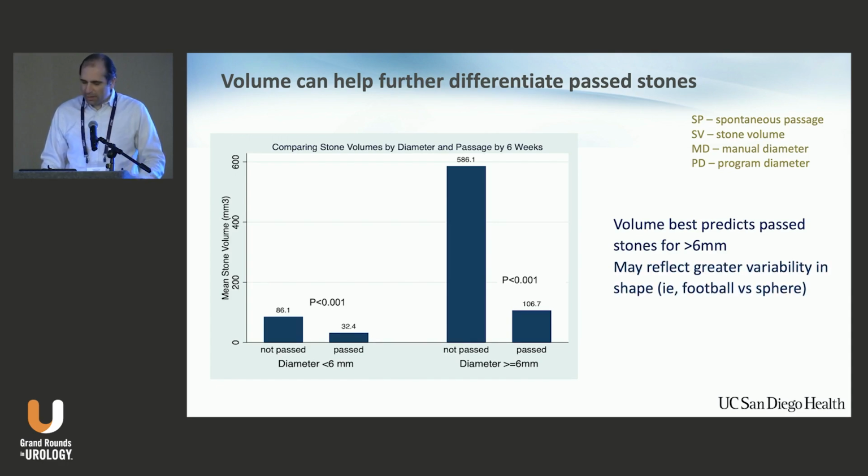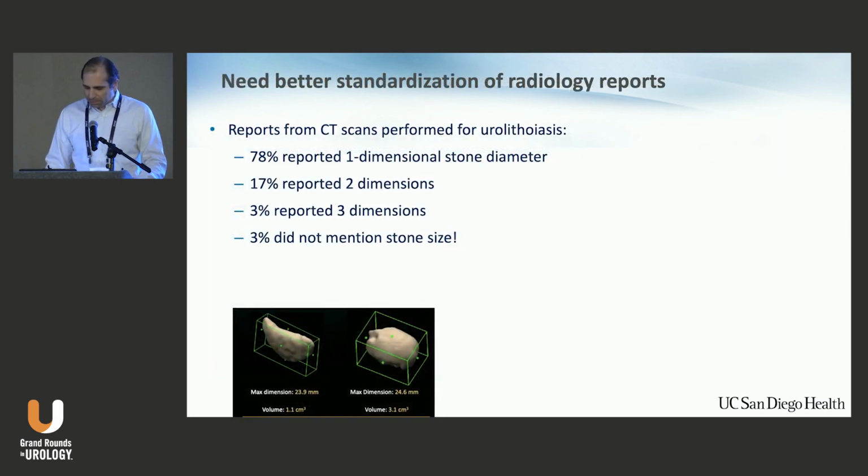And then we also did, I don't have it here, but we did what's called a net reclassification analysis, which basically is a way to measure, to say if you add stone volume to linear dimension as an additional predictive tool, does it add value? And during that analysis, it actually added a significant additional predictive component. So that just helps show that, especially for larger stones greater than 6 millimeters, adding volume to linear dimension can enhance your ability to predict passage.